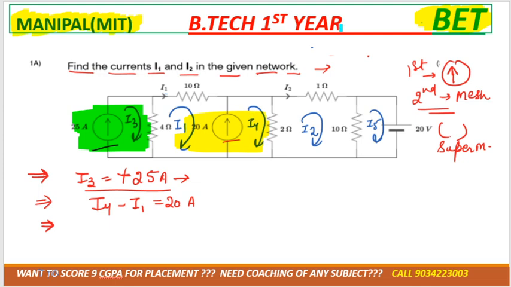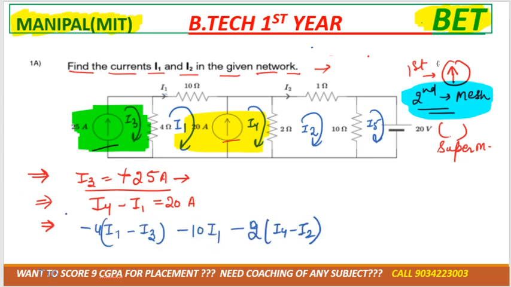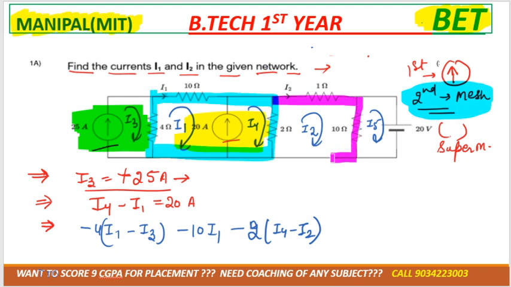Now after that we should move towards the mesh analysis, right? Tell me the equation of the mesh analysis. See, this is the equation of the super mesh: minus 10 I1 minus 2 I4 minus I2 minus 4 I1 minus I3. This is the super mesh equation. Now can you make two equations from the mesh? This is one mesh and this is the second mesh, right?